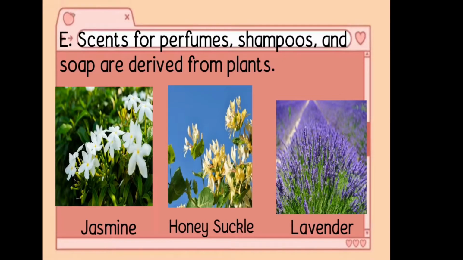Next one is scents for perfumes, shampoos, and soap. Soap are derived from plants. So, for example, gumawa ka ng shampoo or sabon na may scent of lavender, scent of rose, scent of sampaguita or honeysuckle. So, ito yung common examples ng mga plants na ginagamit as scent for perfumes, shampoos, and soap. So, meron tayong jasmine, honeysuckle, and lavender. Commonly, lavender can be used in fabric conditioner, sa sabon, sa mga shampoo. So, madalas nakikita natin yung lavender.